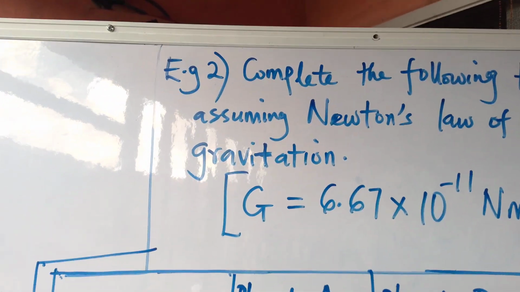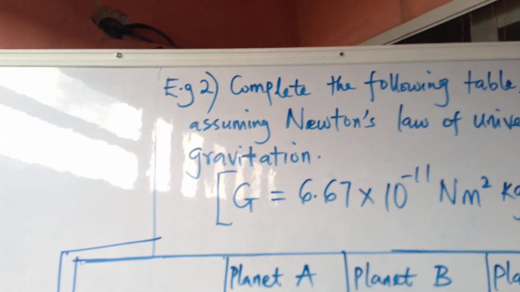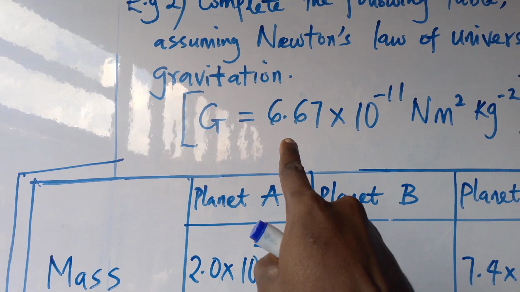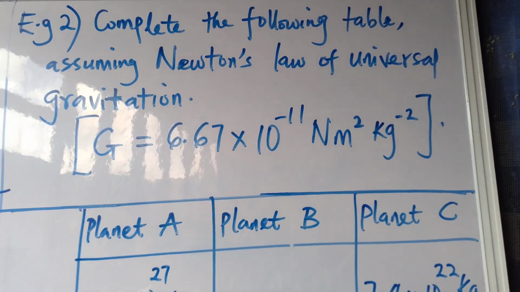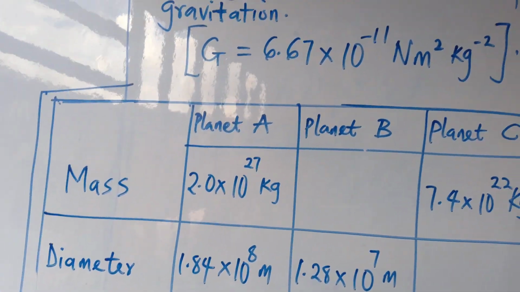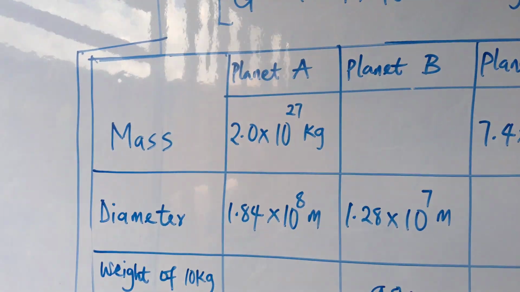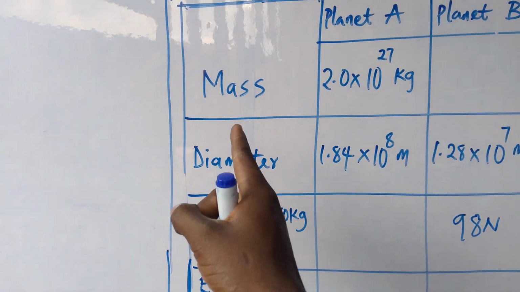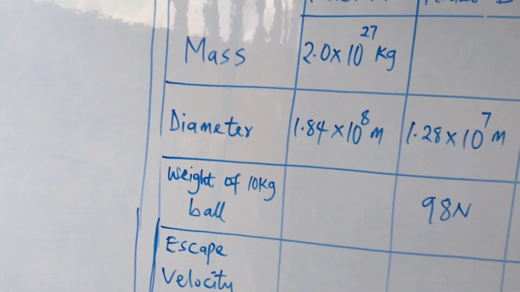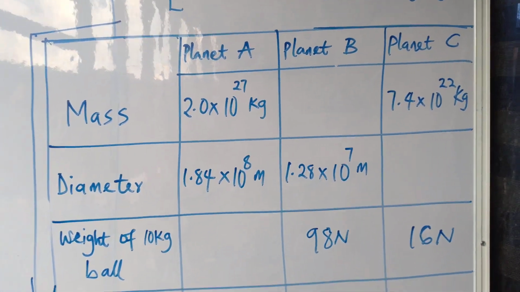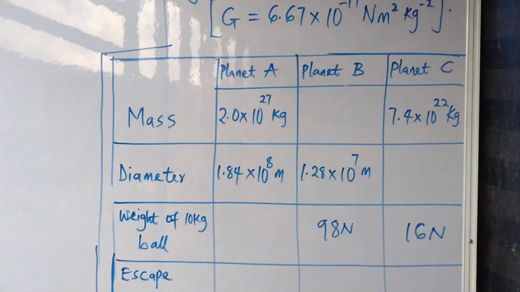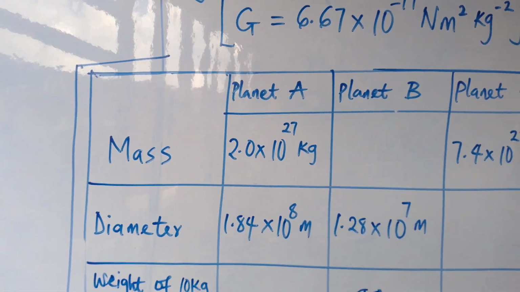Alright, we have a second question on the board. It says complete the following table assuming Newton's law of universal gravitation, and we are given the gravitational constant as 6.67 times 10 raised to the power minus 11 newton meter square per kilogram square. The table shows us 3 planets, specifically planet A, planet B, and planet C. On the other columns we have the mass, the diameter, the weight of a 10 kg ball, and finally the escape velocity. Our duty is to fill up this table, to fill up the empty spaces. So we'll consider that of planet A first. Consider planet A.